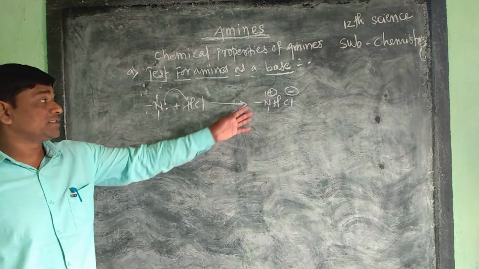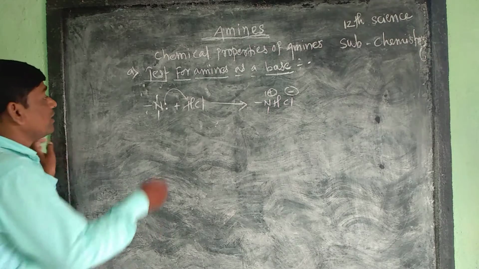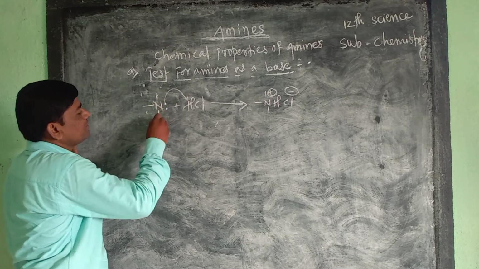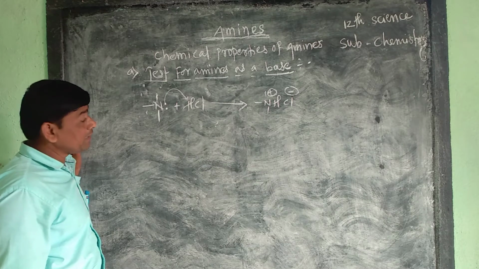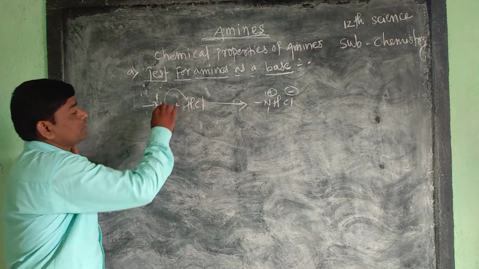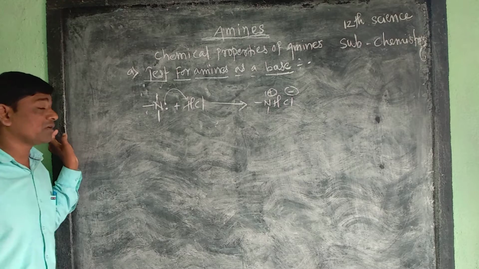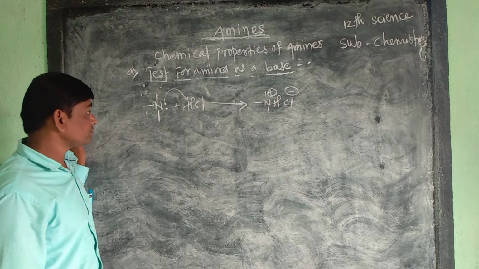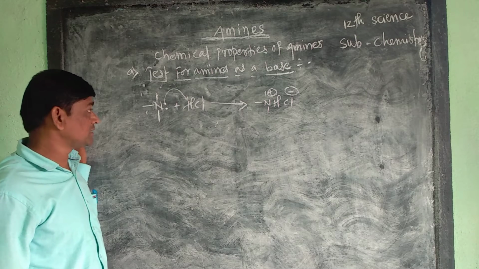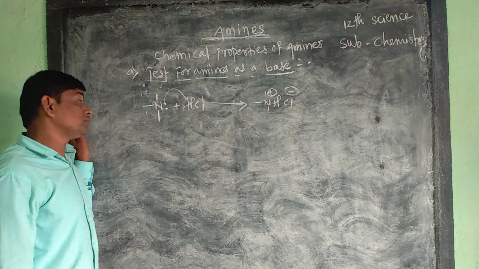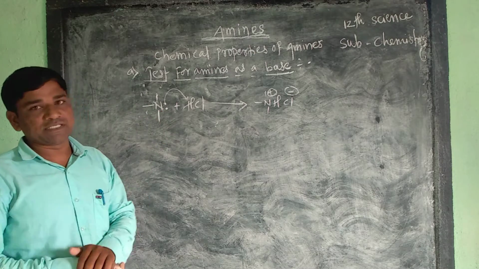This chloride is the substituted product. Now, according to the Lewis theory, the lone pair of electrons can be donated to an electron deficient species. And according to the Lowry-Bronsted theory, the base accepts a proton from a donor. Correct? That is why, according to the two theories, amines are basic in nature.